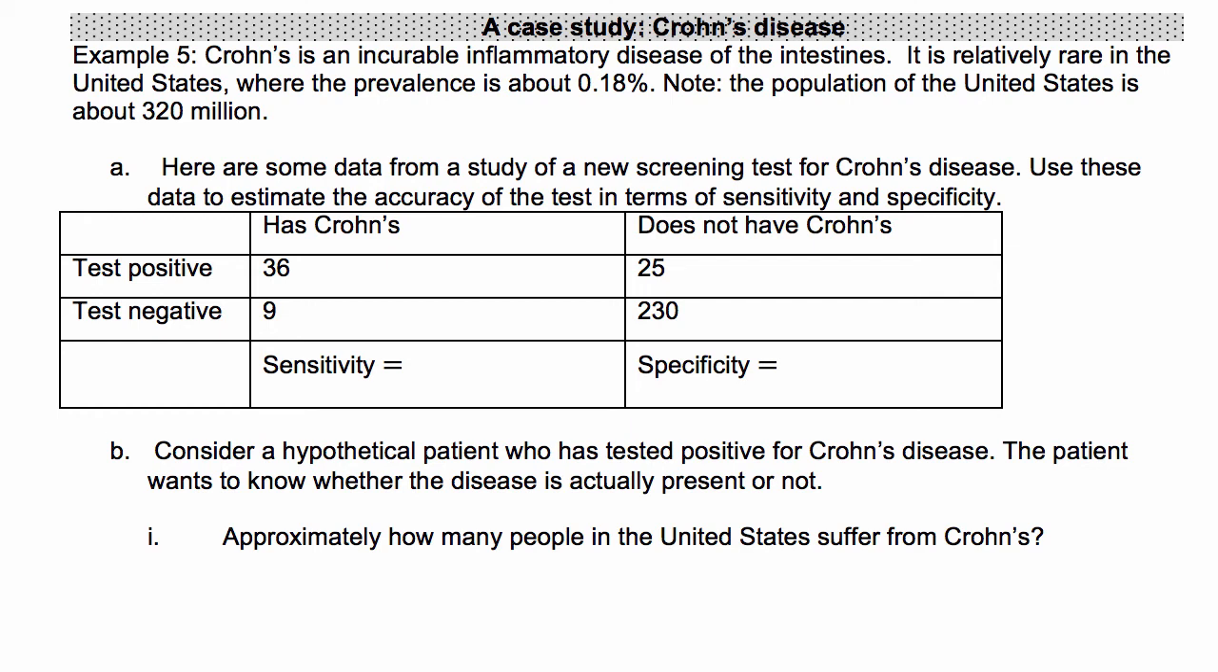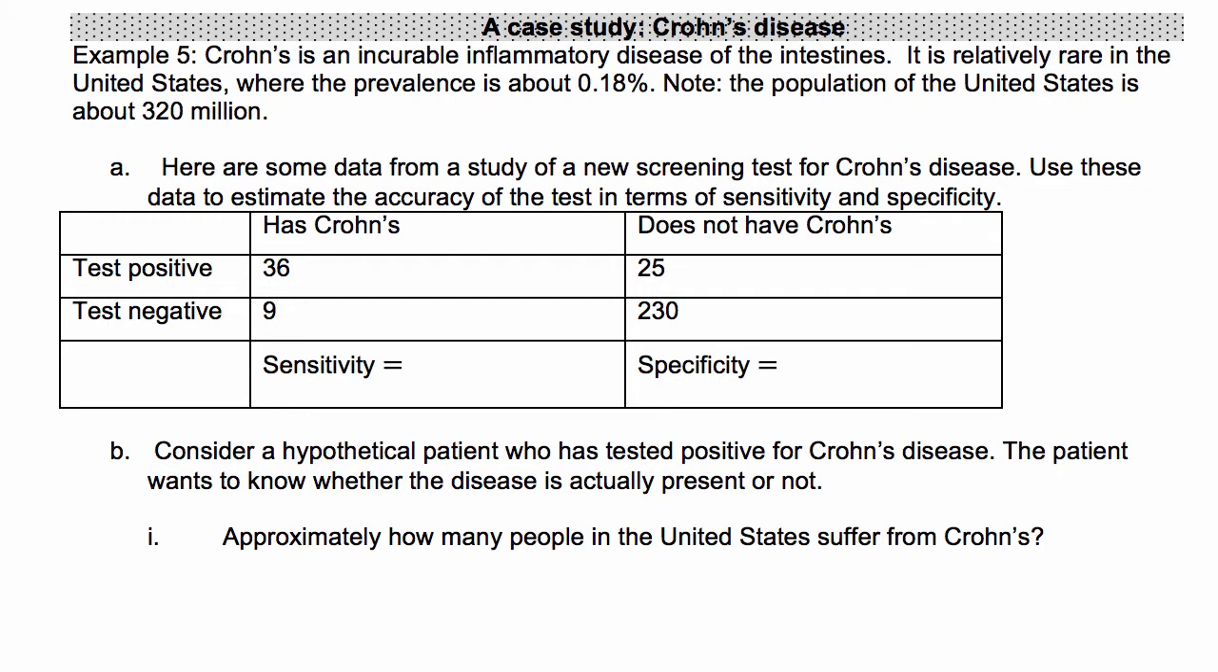Example 5. Crohn's is an incurable inflammatory disease of the intestines. It is relatively rare in the United States, where the prevalence is about 0.18%. Note, the population of the United States is about 320 million. Part A. Here are some data from a study of a new screening test for Crohn's disease.